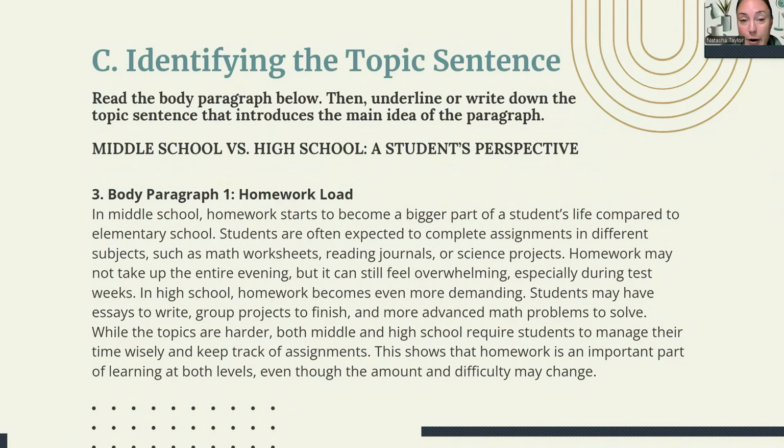All right, so then let's focus on identifying the topic sentence. So we're going to read the body paragraph below, and then we will underline and write down the topic sentence that introduces the main idea of the paragraph. So the same title for the same essay. For body paragraph 1, we have already the topic sentence written here as the first sentence in this body paragraph 1. And this is a good example.